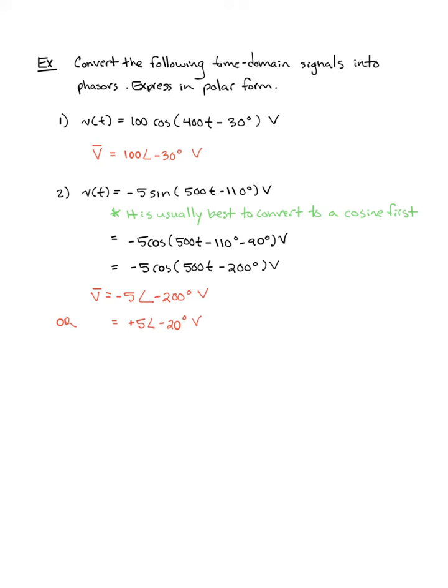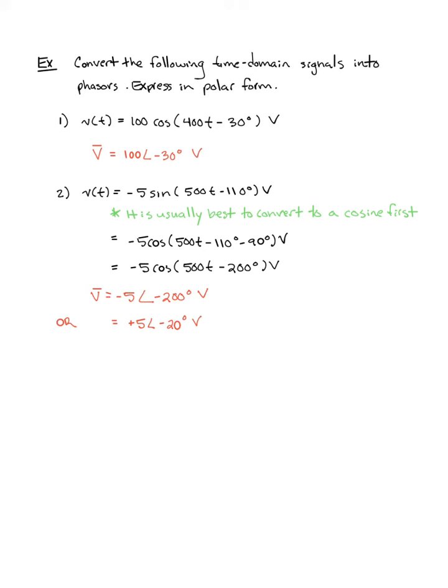Let's do a couple more examples. You might want to, at this point, pause the video and make sure you can do these examples before listening to me. So let's convert the time domain signal 100 cosine(400t minus 30 degrees) into a phasor. First thing we always do is convert to cosine first. We're in the cosine form right now, so all we need is the magnitude. So phasor V is 100 at an angle of whatever our phase shift is inside the argument of the cosine, which is minus 30 degrees.